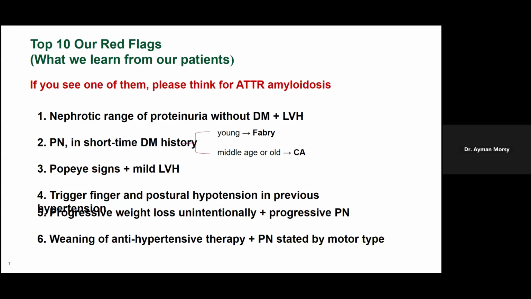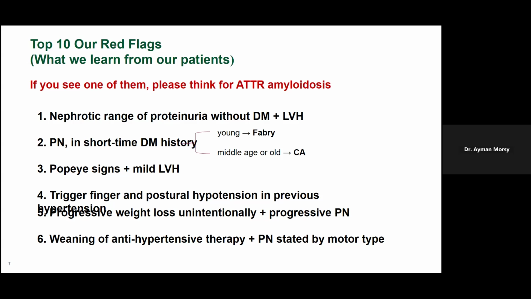This I can say, if you see one of these patient profiles, please try to think of ATTR amyloid. One profile: if you see a patient in nephrotic range of proteinuria without diabetes, and they have LVH anatomically by echo, you should be thinking of cardiac amyloid. And these two points are very nice.